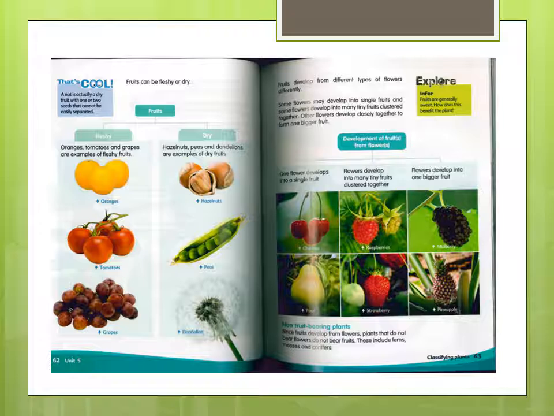Now, what are non-fruit bearing plants? Since fruits are developed from flowers, plants that do not have any flowers do not have any fruits. Can you think of any plants which do not have any flowers? Something like ferns, mosses, conifers. These are plants which do not have any flowers and therefore they do not have any fruits.